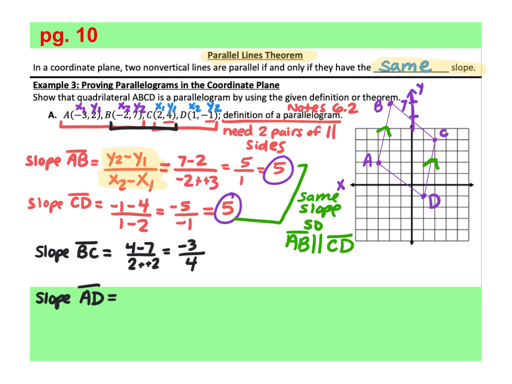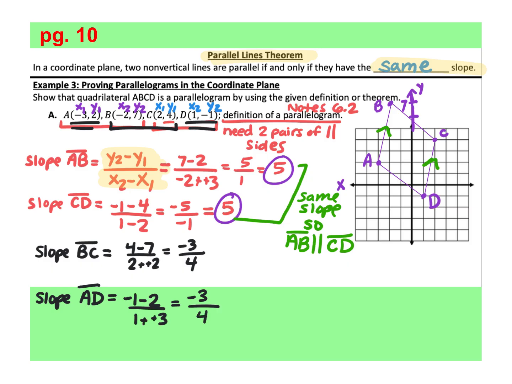Let's check out the slope of AD. So I'm looking at this point and this point. That's going to be -1 minus 2, the difference in the y's, divided by 1 minus -3. And when we simplify that up, we end up with -3, and then our denominator is 4.